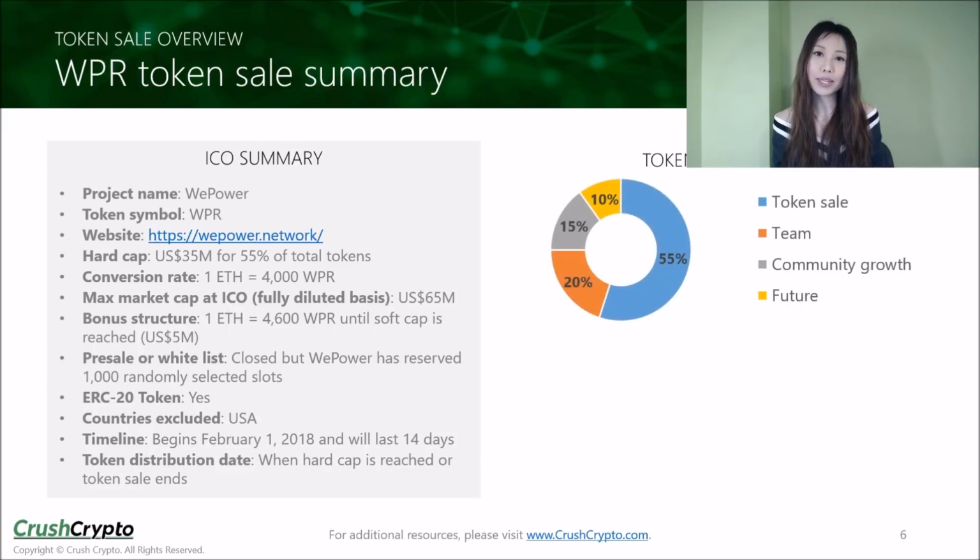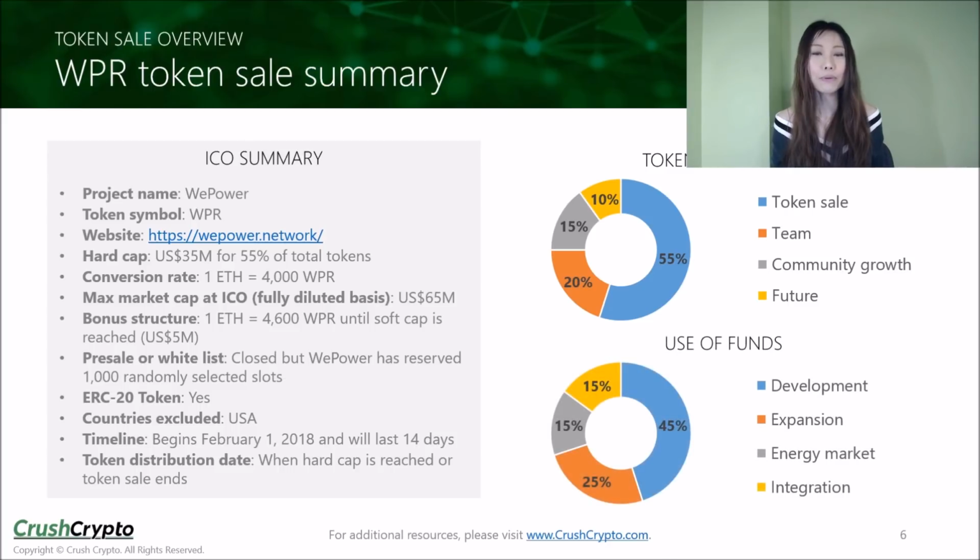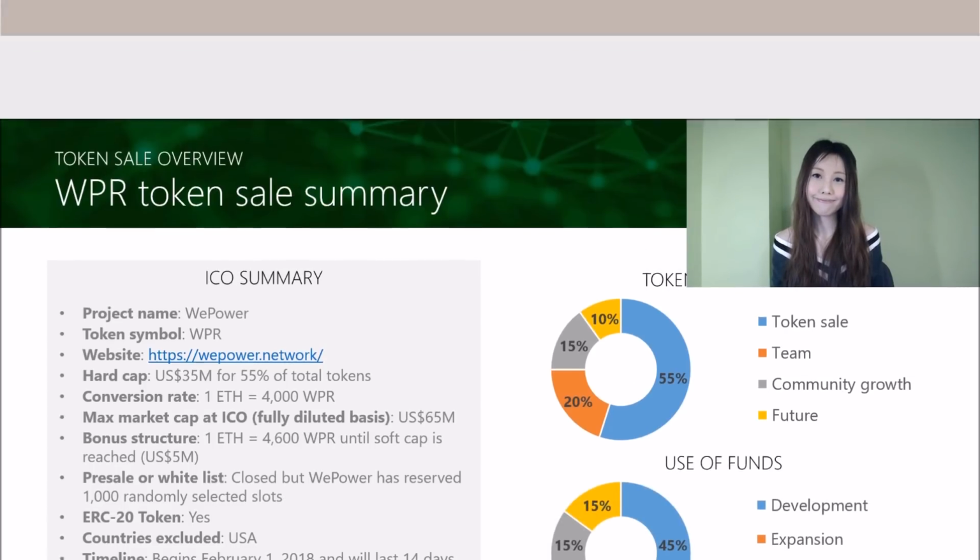This chart shows how the total token supply is allocated. 20% of the tokens will be going towards the team, which will be locked for 3 years with a vesting schedule. 10% will be allocated for future use, which will be locked for 4 years. And this chart shows the intended use of funds raised from the ICO.